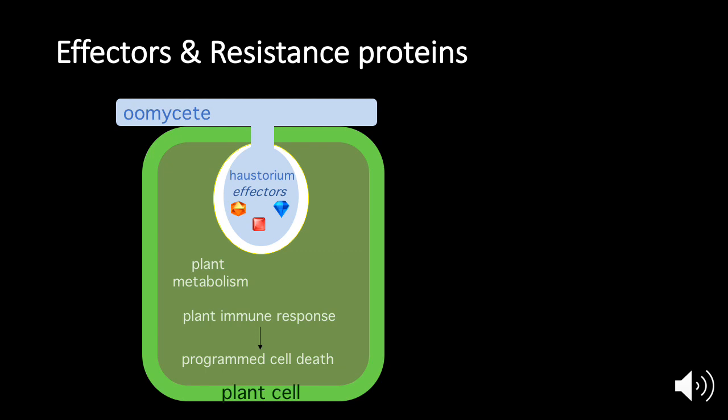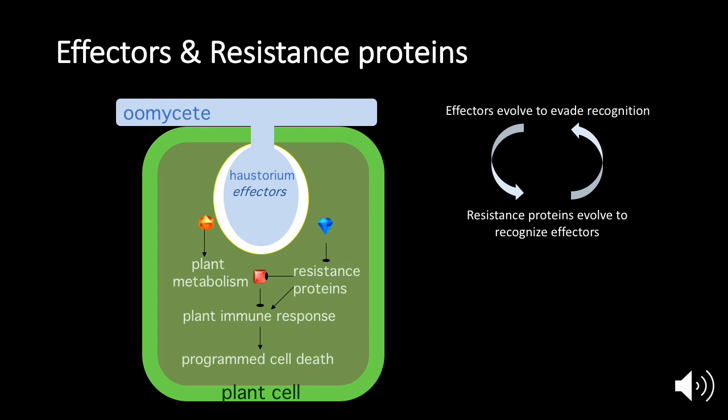So how do pathogens manipulate their hosts? The pathogen grows intracellularly here and forms little structures called haustoria. This is the site of secretion for most effectors. There they go. They enter the host cell and disrupt metabolism. They also suppress the immune system. And as a counter defense, of course, plants have evolved resistance proteins that recognize these effectors and trigger programmed cell death, which stops the spread of the pathogen.